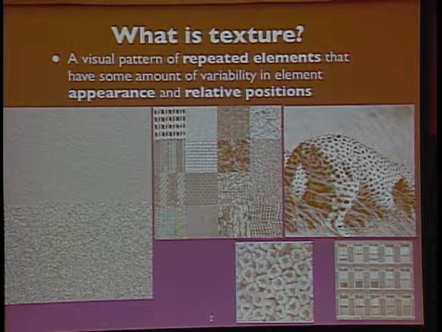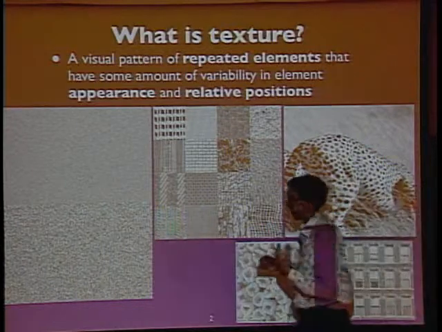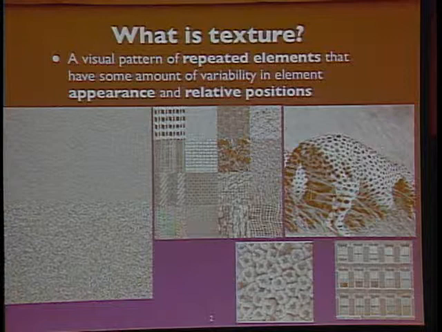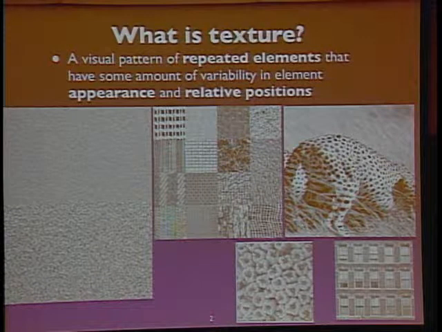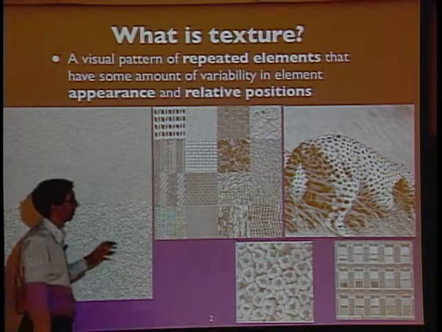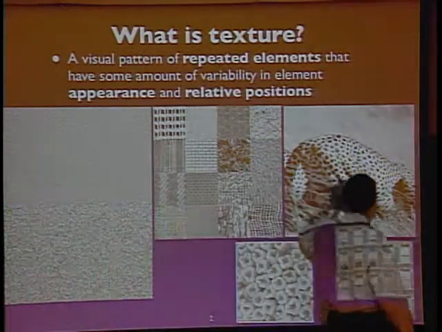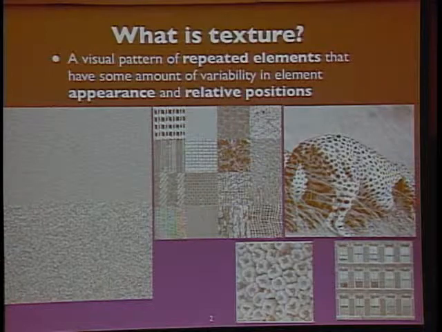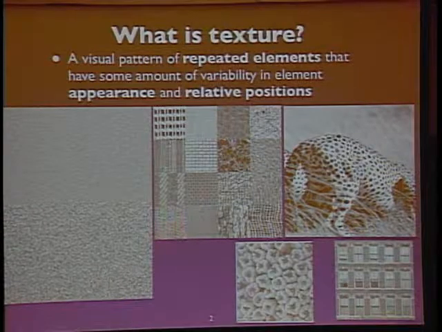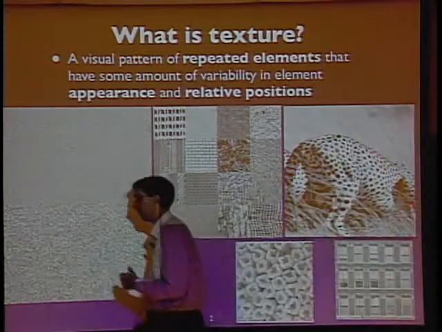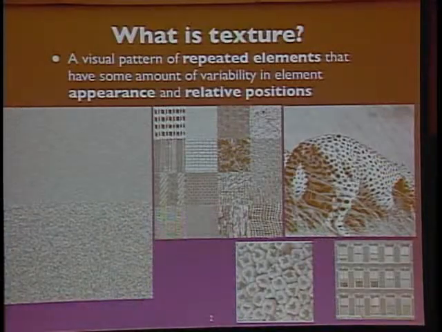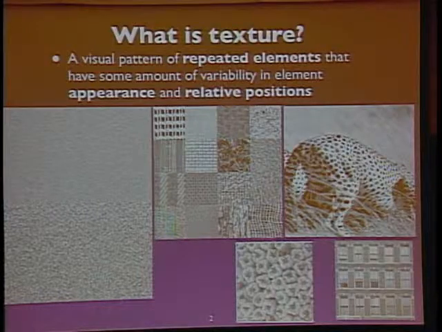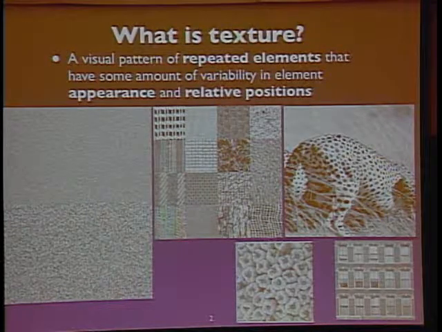Now, the leopard that you see here does not have that perfect pattern of dots, but you would still call that a repeated pattern of elements. The only difference is that there's some variability in terms of how circular each one of the dots are, and to some extent, what the relative spacing in between the dots are. So it's not a perfectly regular pattern, but you'd still fall into the category of texture, because there is this repeated element of a dot that gets placed over and over again on whatever it appears on.